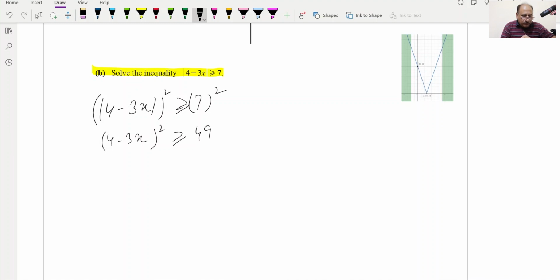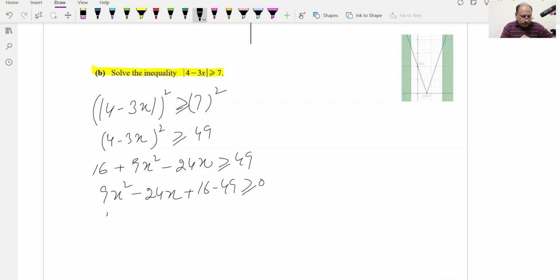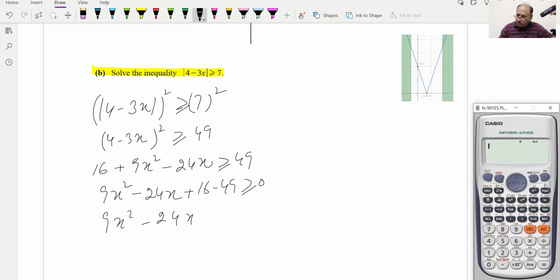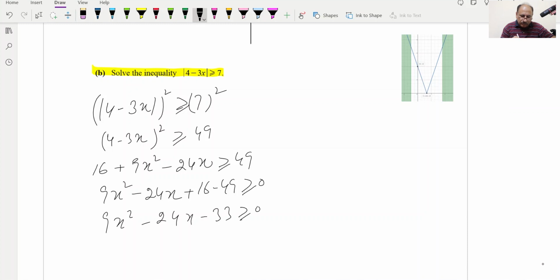Further, we can open this square. 4 squared will be 16, plus 3x squared will be 9x squared, and minus 2ab will be 2 into 4 into 3, which is 24x, is greater than or equal to 49. If we rearrange it, it will be 9x squared minus 24x plus 16 minus 49 is greater than or equal to 0. 16 minus 49 will be equal to minus 33, so 9x squared minus 24x minus 33 is greater than or equal to 0.